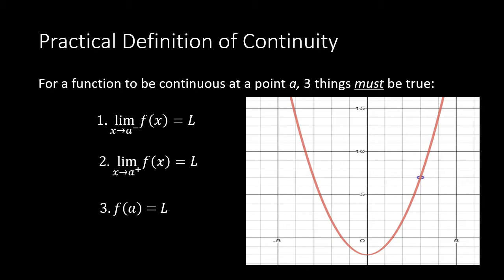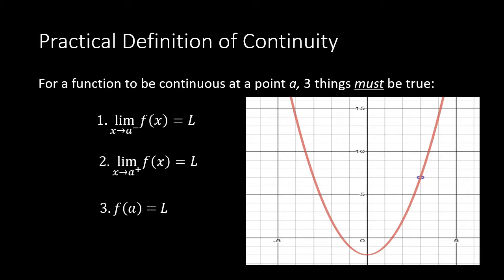For a function to be continuous at a point a, three things must be true. The limit as x approaches a from the left of the function must equal L, which is a y value. Second, the limit as x approaches a from the right of the same function must also equal the y value L. So on the first condition, the superscript on the a, that's a minus, is from the left, and on the second condition, the superscript on the a value is a plus, which means it's from the right.